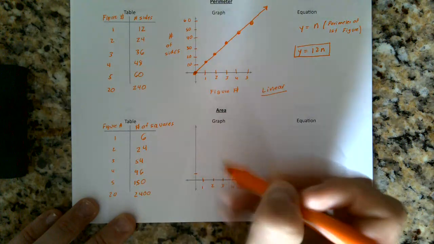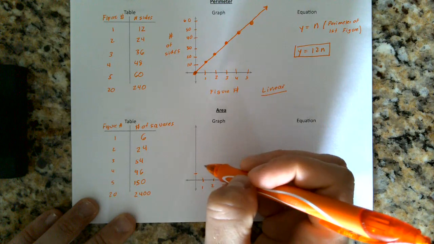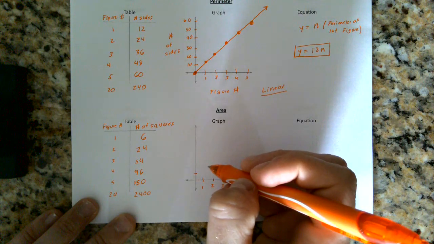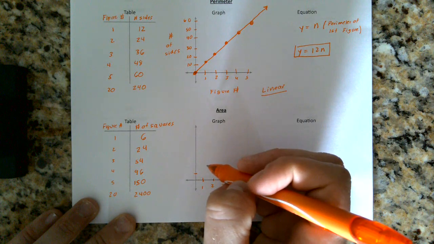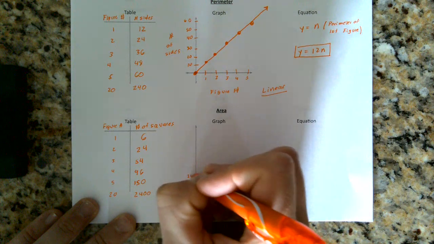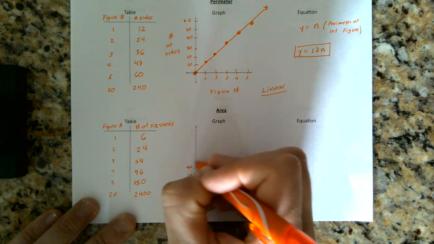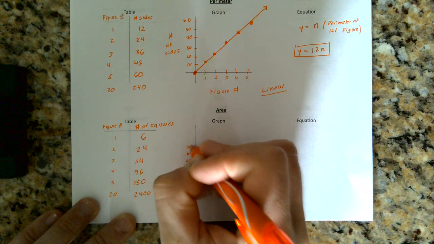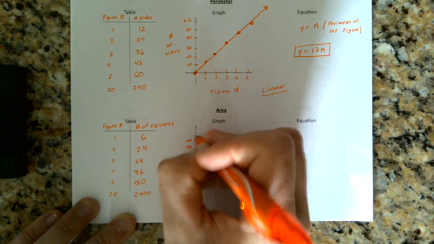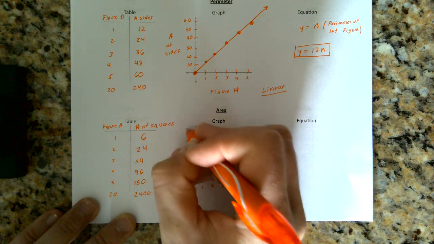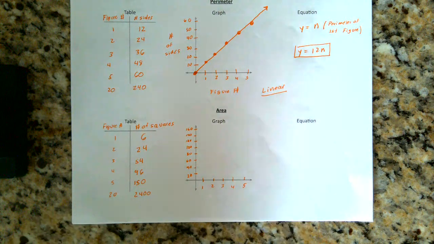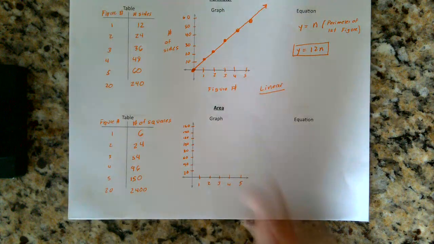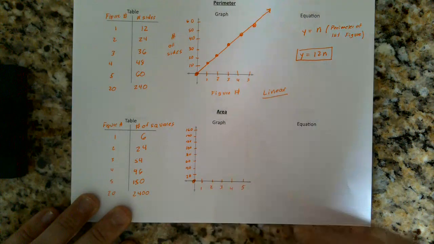Since we're at 150, I'm probably going to go by, trying to think of the best way to do this to see the expression. So maybe if I go by 20s, so I go 20, 40, 60, 80, 100, 120, 140, 160. So that'll fit well enough so you can see it. So I'm going to start at 0 with figure 0. I have 0 things there.